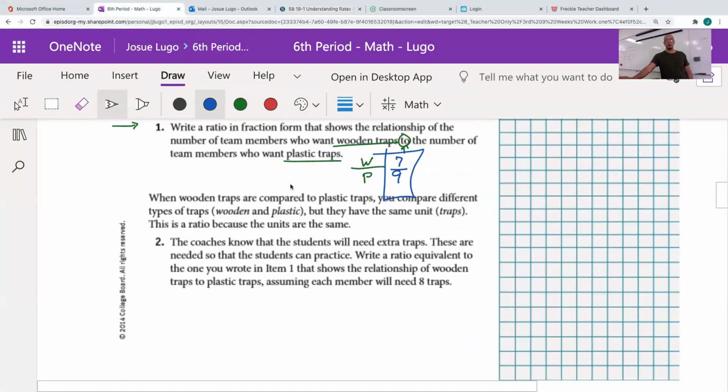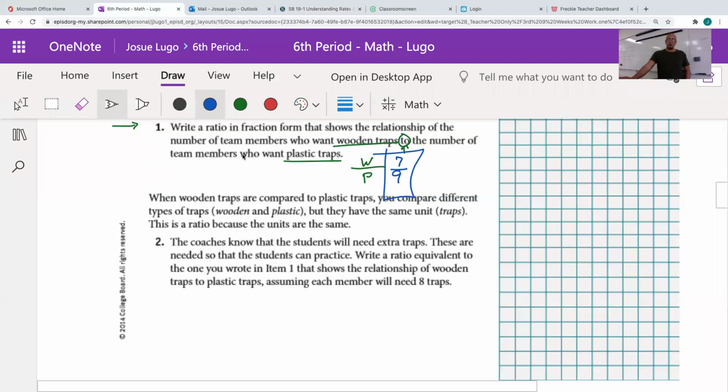Awesome. Now, we have wooden mousetraps, plastic mousetraps. Even though obviously they're made out of different materials, essentially we are talking about the same thing. It's mousetraps, mousetraps over mousetraps. So no, this would not be considered a rate. It's just a ratio, the ratio of wooden to plastic mousetraps.